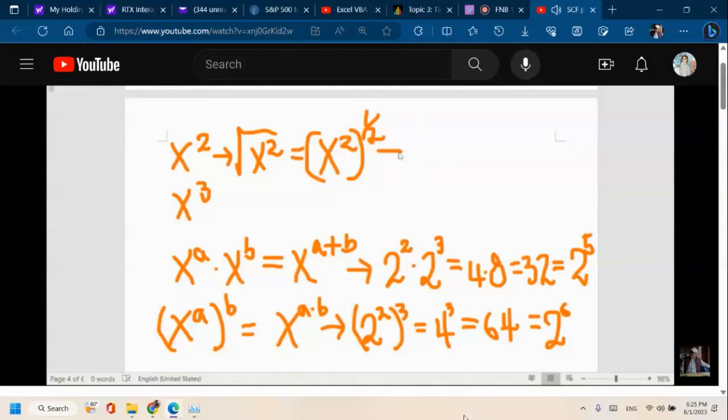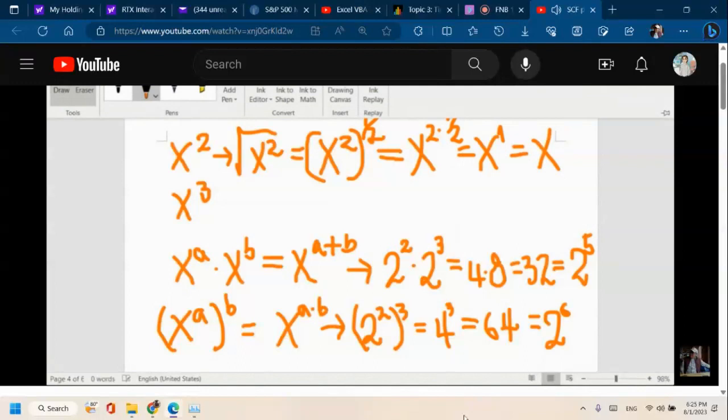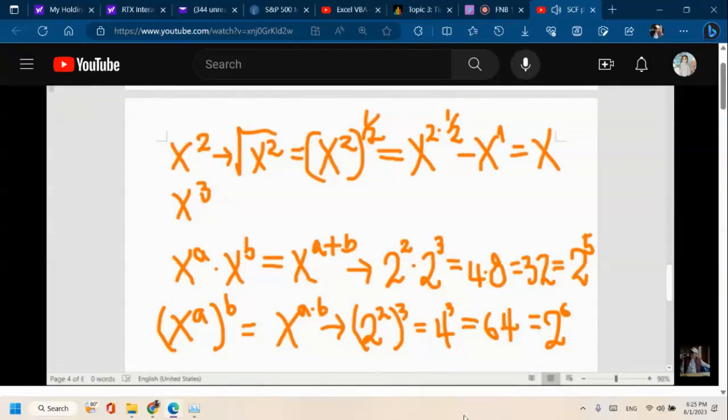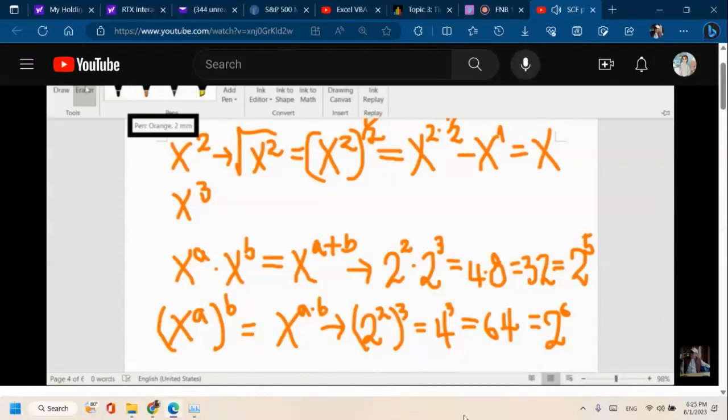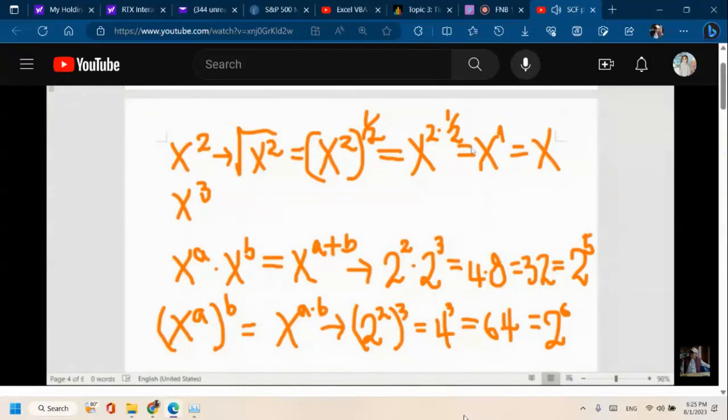But think about it. By this rule, this becomes what? x raised to 2 times 1 over 2. 2 times 1 over 2 is 2 over 2, which is just 1. Which is x raised to 1, which is x. So try that again with x to the 3rd power.